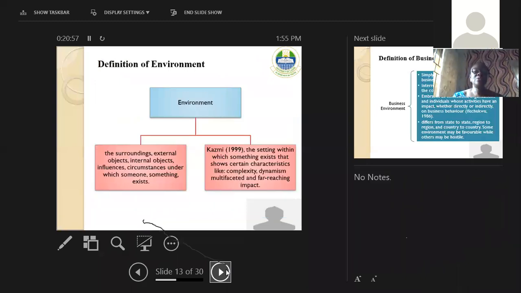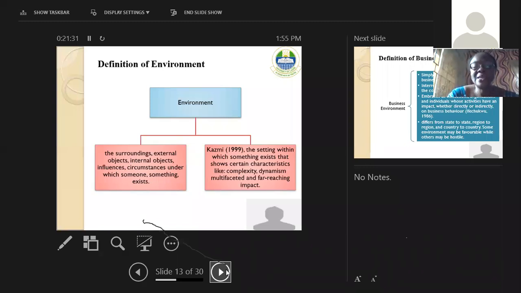Now, let's look at environment. We've talked about organizations, their types, their forms, but like we said, these organizations do not operate in a vacuum. They operate within an environment. And so that takes us to the definition of environment. Like I did tell you earlier in the first lecture I had with you, we said environment is the surroundings, the external objects, internal objects, influences, circumstances under which someone or something exists.